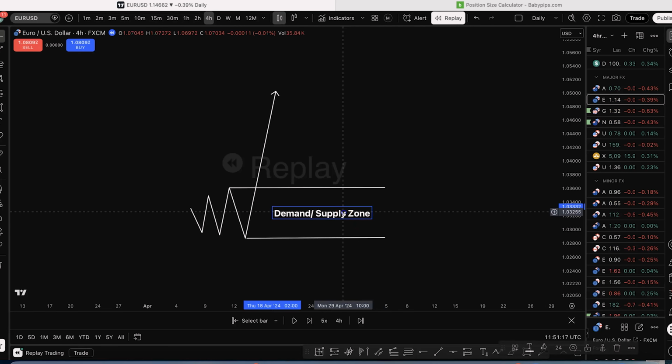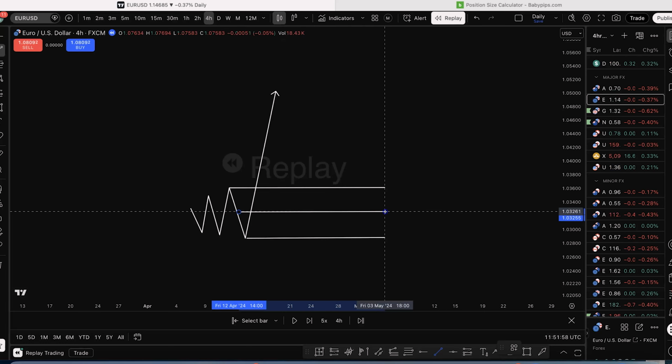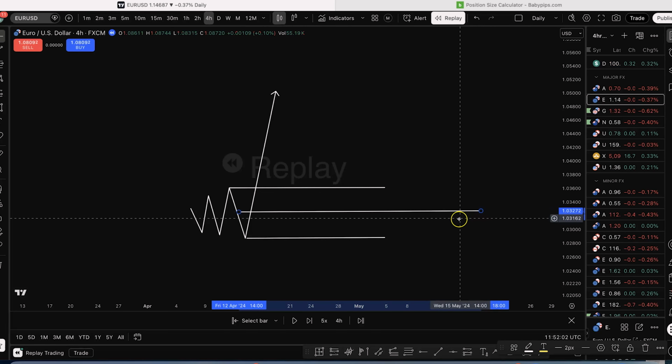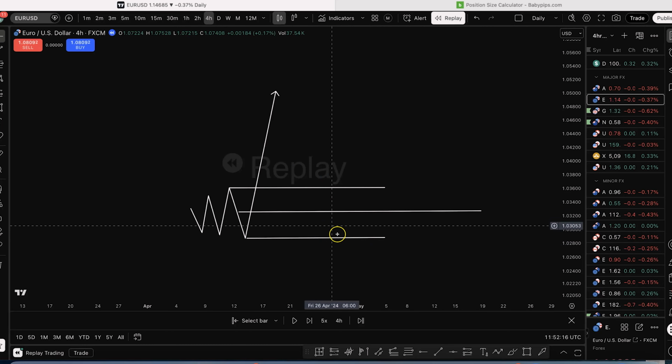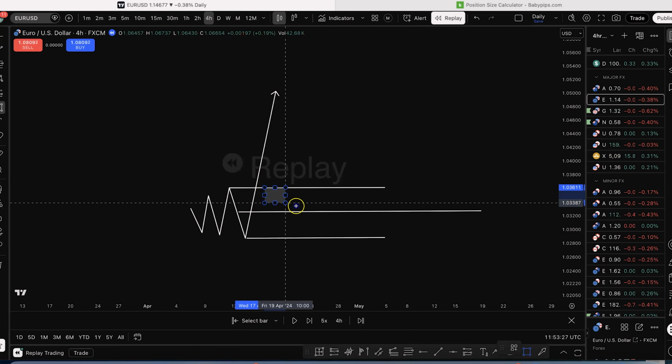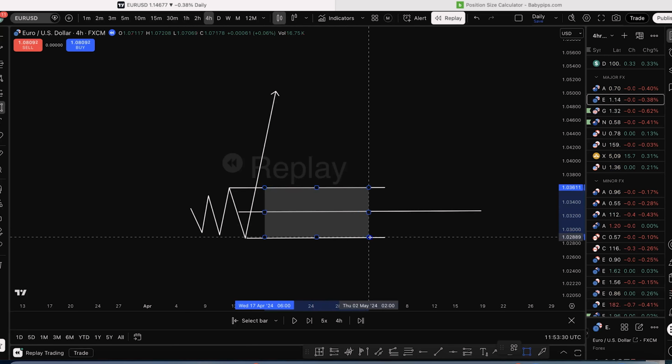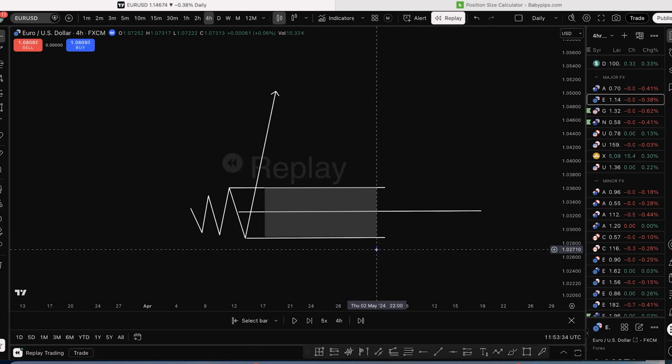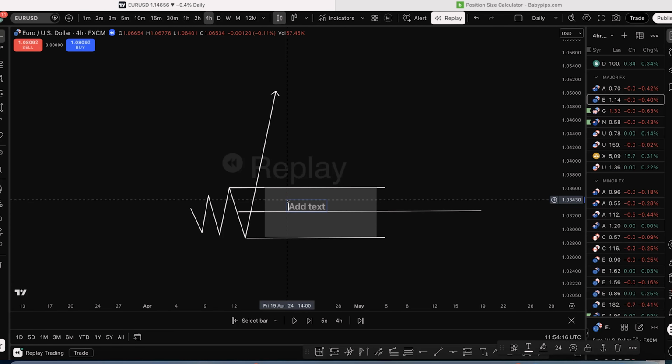Now, to explain the theory behind supply and demand, we are basically considering the auction theory of the market. This supply and demand zone is taking place between the levels of 1.03617 and 1.02884. And what this means is that the price range between those two levels that we've just discussed was seen as a discount price to buy an asset.